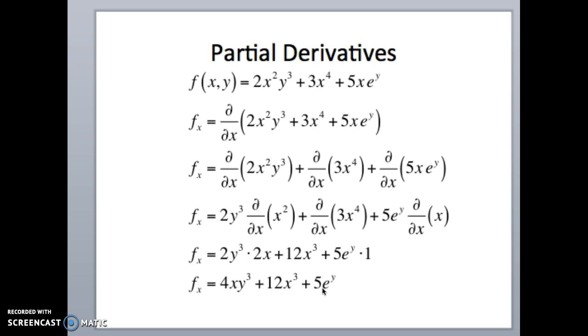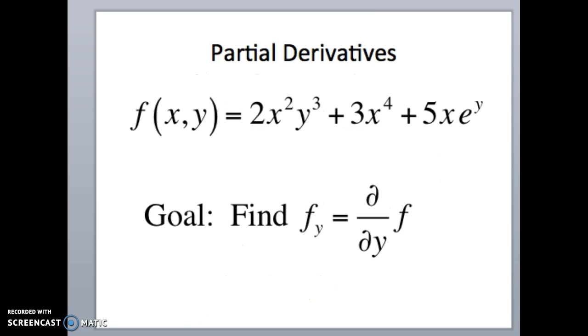Now we can also take partial derivatives with respect to y. So looking at our same function, now our goal is to find f sub y, the partial derivative with respect to y of f. What we'll do there is the same thing we did before, namely take the partial with respect to y of the first piece, plus the partial with respect to y of the second piece, plus the partial with respect to y of the third piece.